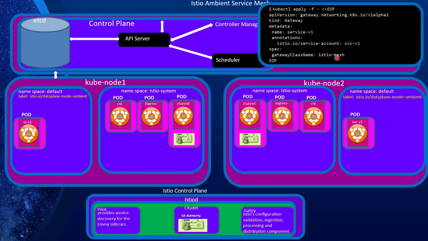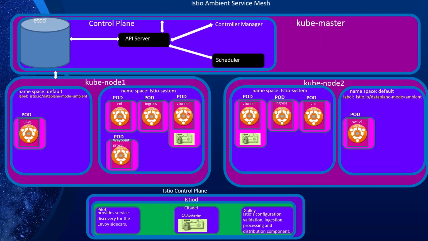You need to specify Istio Mesh, and then we select the name for it, and then this will be the service account that this is running on. So once we apply this, Istio will deploy what is known as a waypoint proxy. This is basically a version of Envoy that we've seen before in the previous version of Istio, and it's called waypoint. And this will be managing all the L7 traffic that is destined for this service over here.